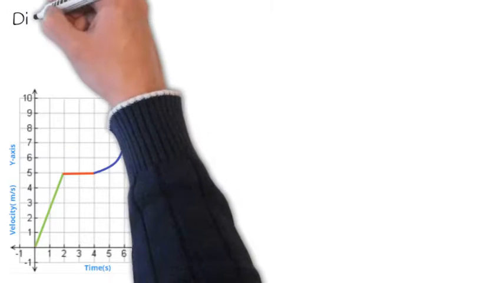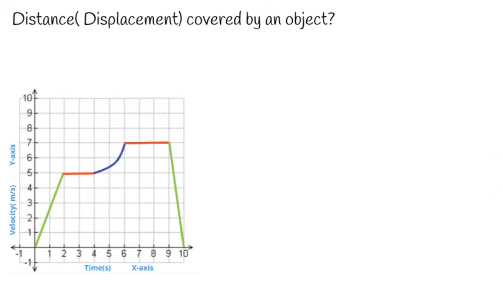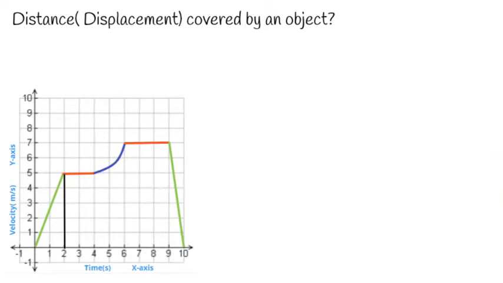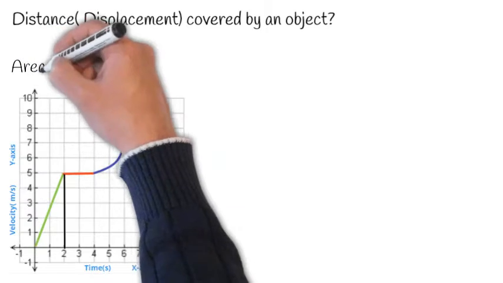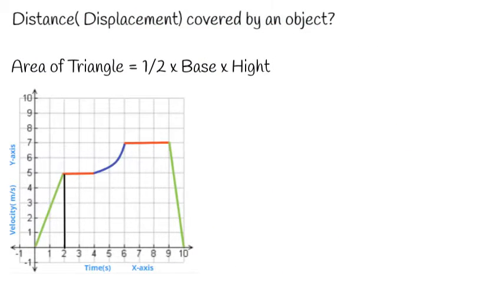Let's suppose we have another graph. In this graph, we will be able to find the distance covered by an object. We have two ways to find the distance of an object. First, we have to find the area of the triangle. By finding the area of the triangle, we find the distance of an object.